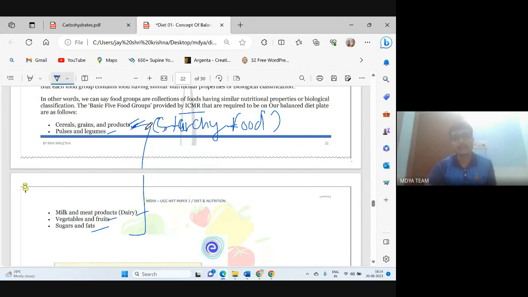So the first group is starchy food. In starchy food there is the presence of carbohydrate, carbs. Those people who don't have knowledge of carbohydrate, who don't know the sources of carbohydrate or protein, will certainly know what cereals, grains, and products are. Cereals means wheat, rice, all these come under cereals. So this is the first category, starchy food, which gives us carbohydrate. Also, they contain many other nutrients.